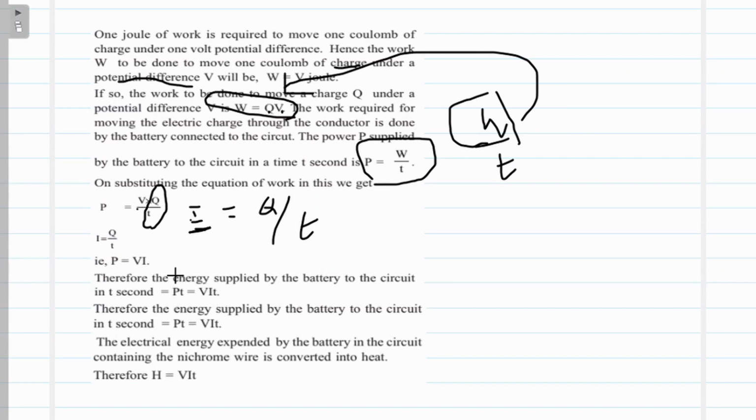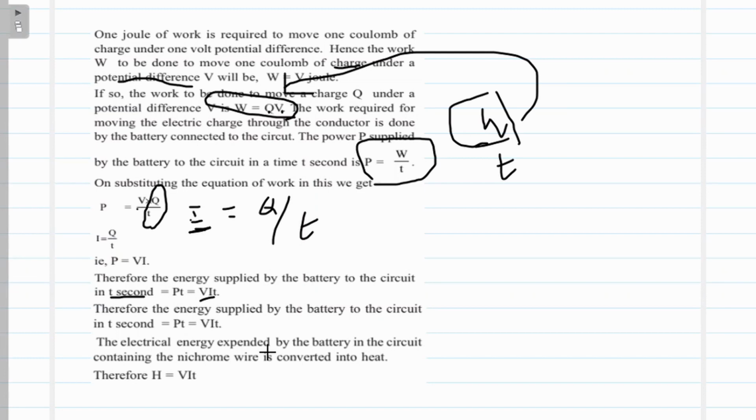That means, energy: we already know that P equals VI. So in a particular time of T seconds, how much energy will be passed? That's simple: power into T. Power is already V into I, so V into I into T. And therefore the energy supplied by the battery is the same equation.